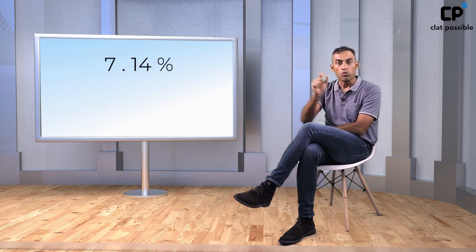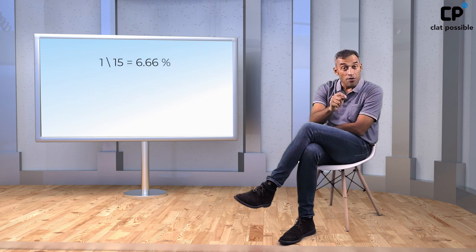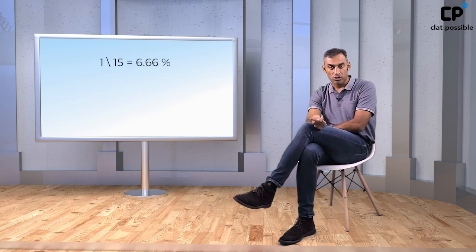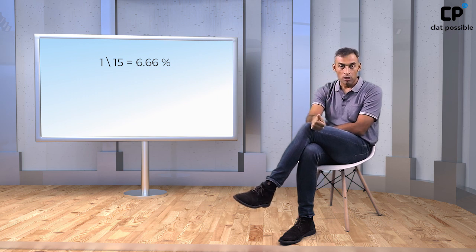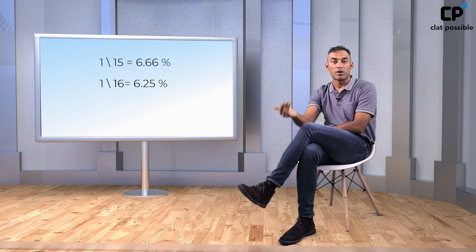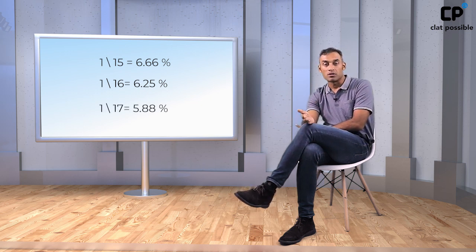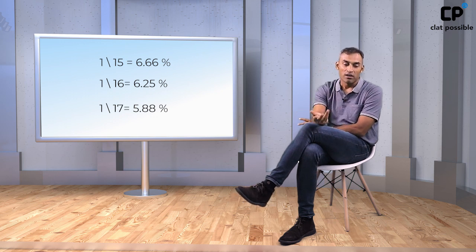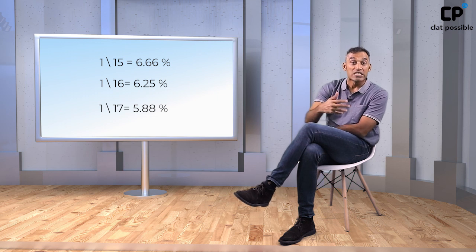So 7.14, 14 is double of 7. 1 by 15 is 6.66%. You can actually look at it as 20 by 3%. Similarly, 1 by 16 is 6.25%. 1 by 17 is 5.88%. In fact, there is a small trick that you can use for remembering any ratio pertaining to 1 upon 17.